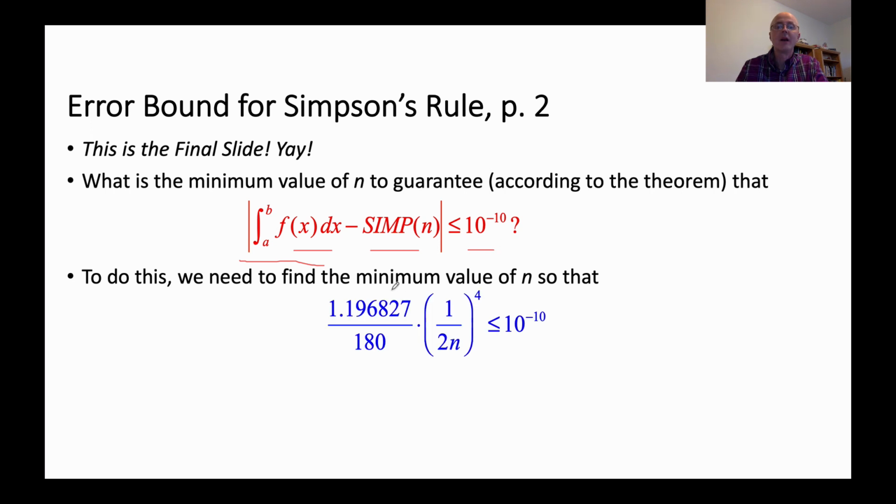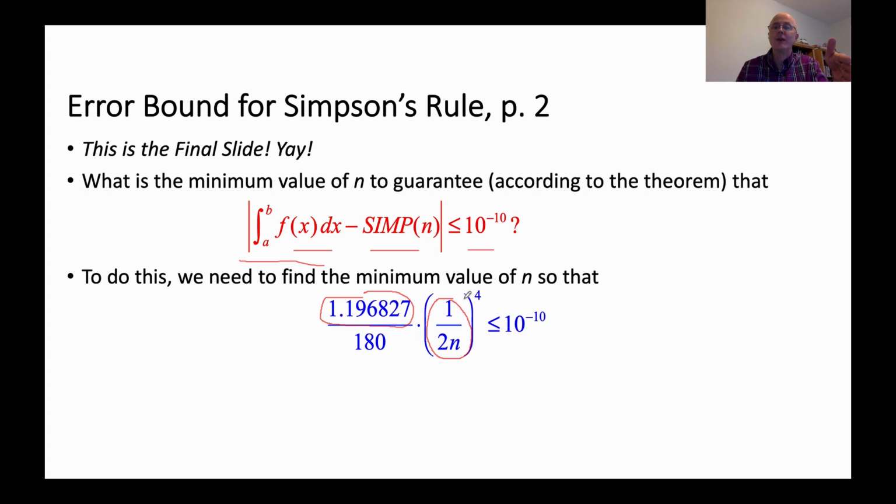What did I do? I used the error bound theorem. I went ahead and used that value, 1.196827. That's the maximum of the absolute value of the fourth derivative. I divided by 180. Remember, b minus a is 1. This is h to the fourth here. 1 over 2n is the value of h. Think about the example. With the example, n is 2, so we have 2n plus 1, 5 nodes at 0, 0.25, 0.5, 0.75, and 1. Okay?